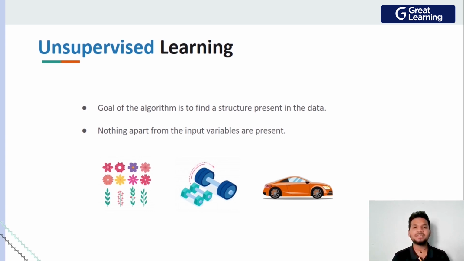Now, take a look at the same three images I have on your screen. Flowers, dumbbell, and car. But this time I have not labeled it, right? That is done on purpose because here in unsupervised learning, you do not label the data. You just give it an input variable and let the machine learning algorithm figure out on its own.